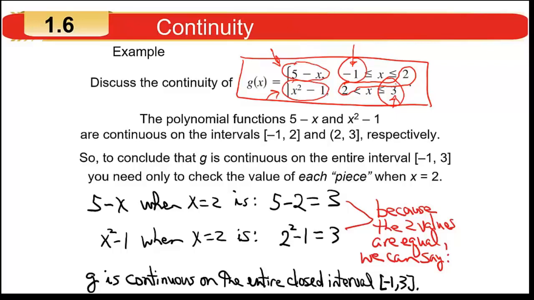But because they restricted it to being between minus 1 and 3, you have to stop it. You can't go any further to the left than minus 1. You can't go any further to the right than 3. But between minus 1 and 3, there is no gap. And the reason you know there's no gap is because you get the same y values when you plug in the place where the rule changes.